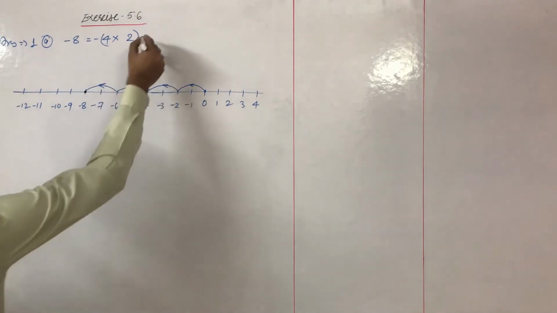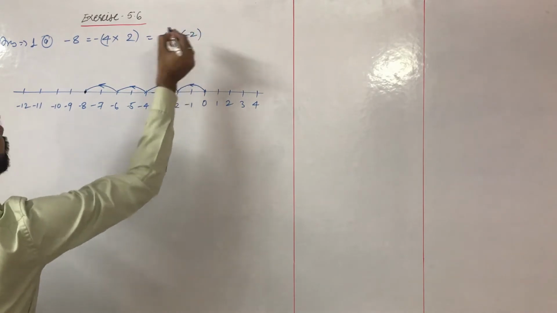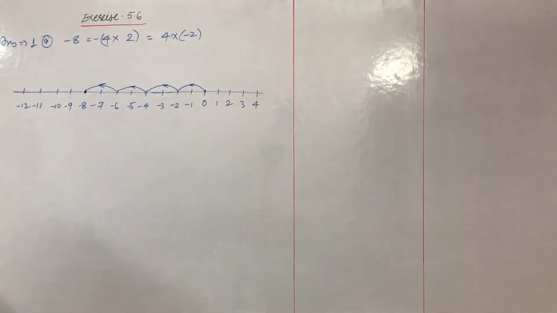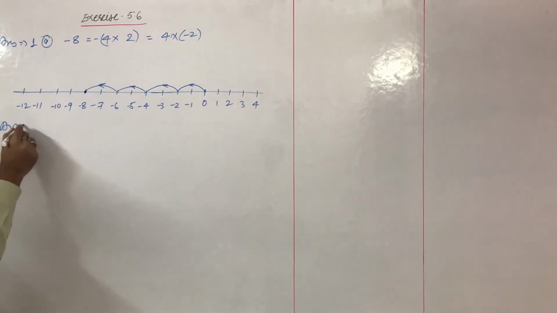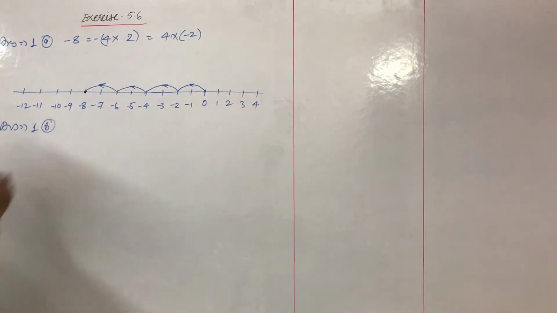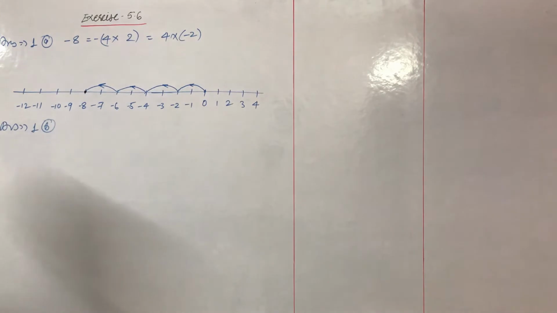or 4 jumps of -2, or 2 in the negative direction. So this is the final answer. Next, it starts at the origin and consists of 5 moves, each of 3 units to the right.